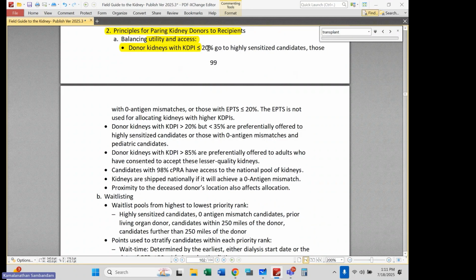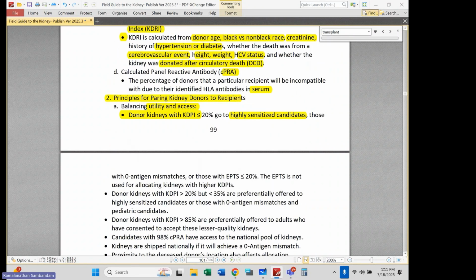Donor kidneys, remember, low KDPI is good. Those are healthier kidneys. They get allocated preferentially to highly sensitized candidates. Why? Because they just don't have many options. So what is the definition of a highly sensitized candidate? It's driven by the panel reactive antibody. So those patients with PRAs of 95%, those would be considered highly sensitized.